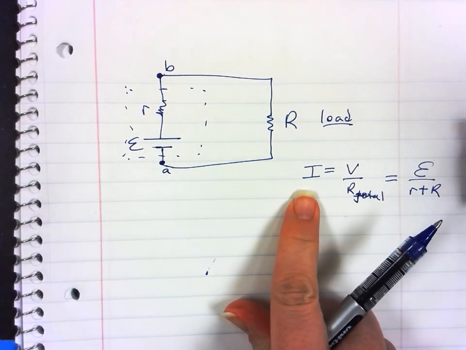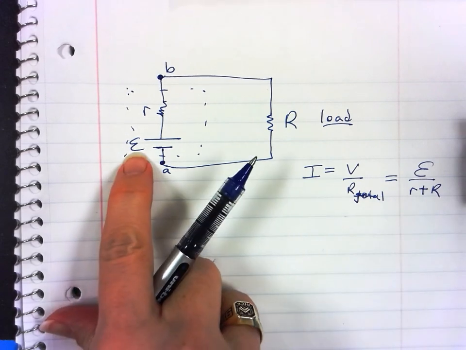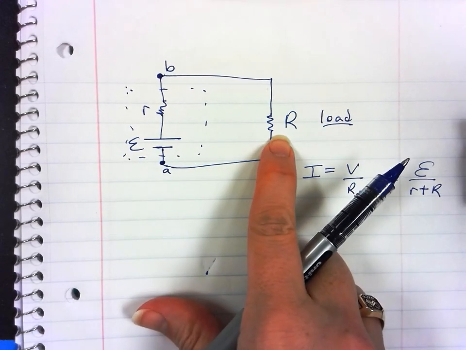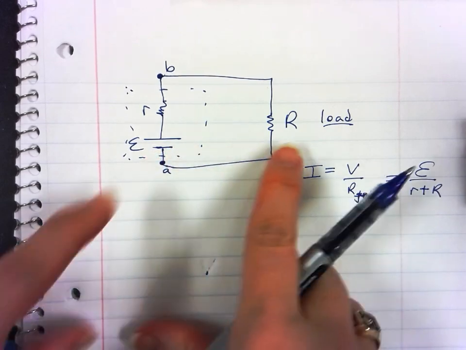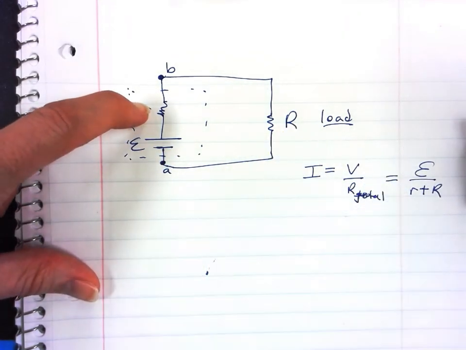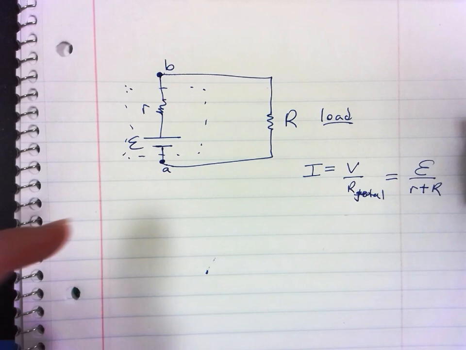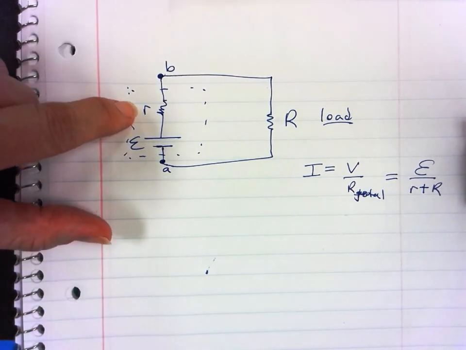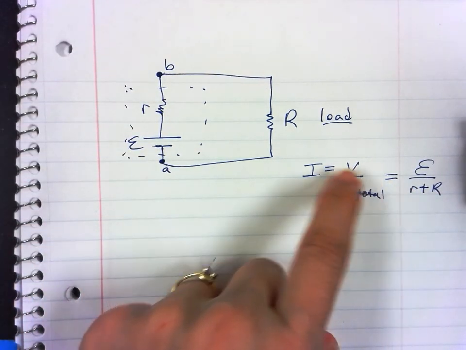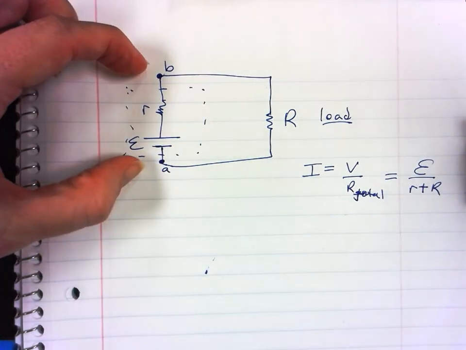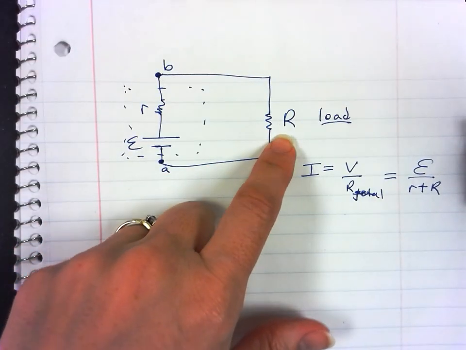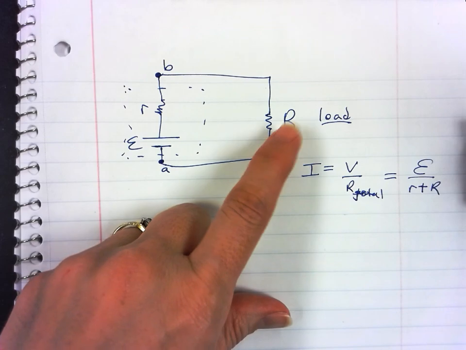So the current is not the energy source divided by the load resistance. It's the energy source divided by the sum of the load resistance and the internal resistance. So you can see as the battery ages and the internal resistance gets bigger, this current is going to decrease. So over time, eventually, if this is a light bulb, it is going to be less and less bright.